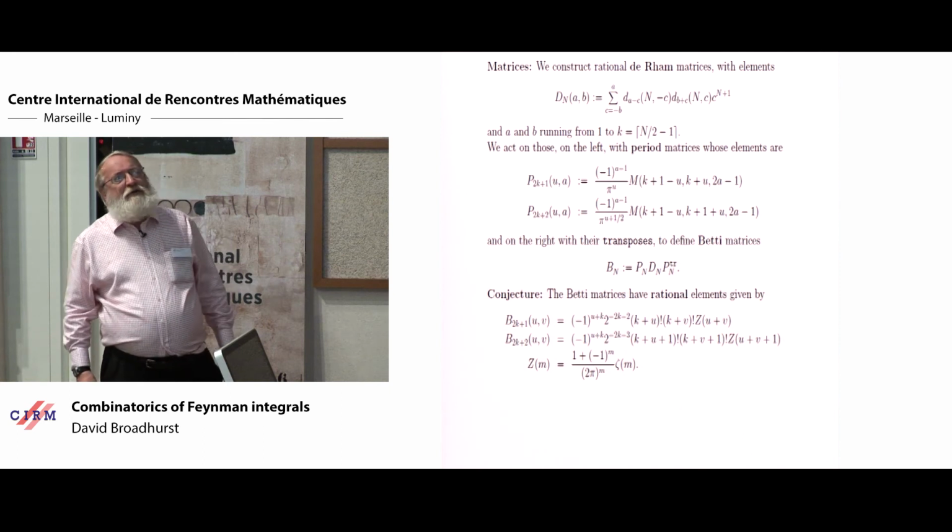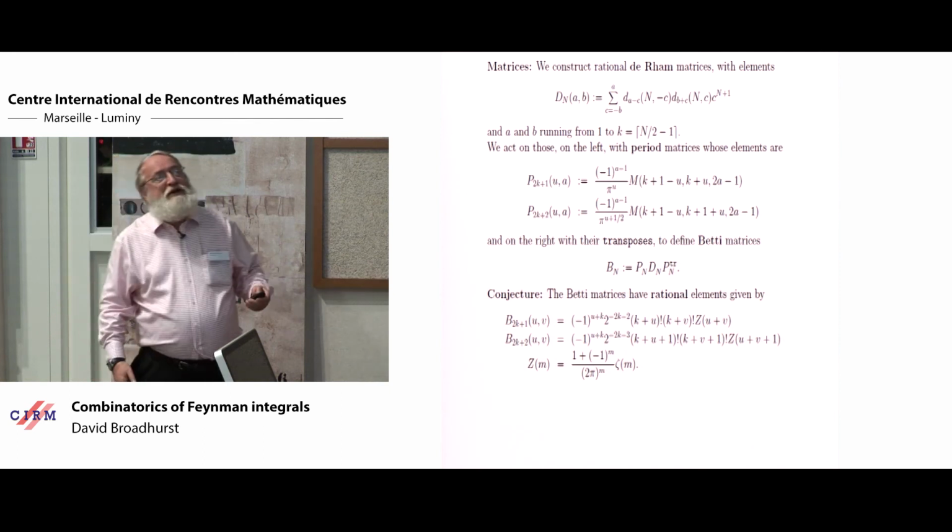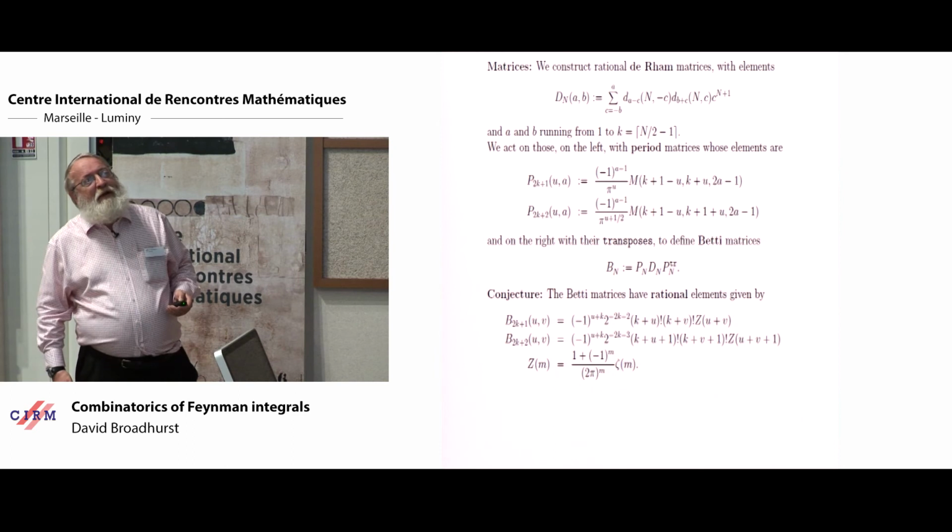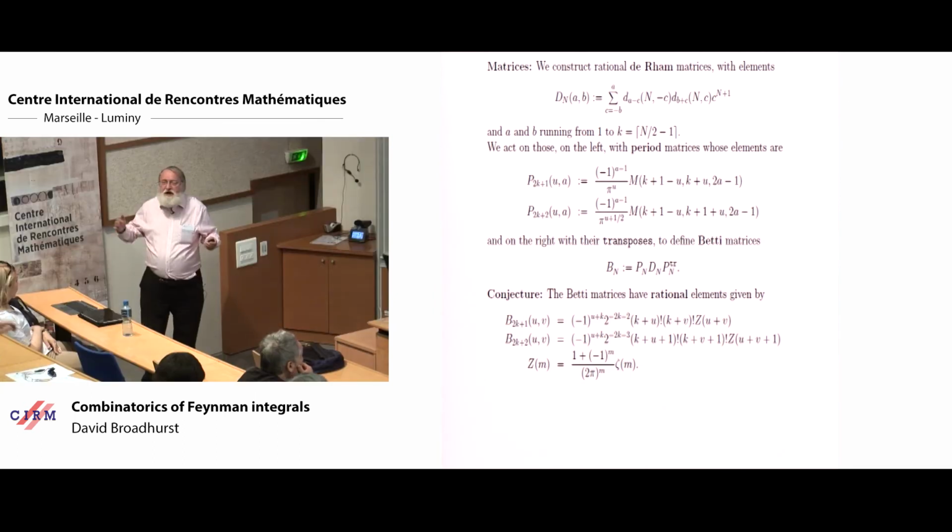And now, again completely unmotivated, I define this matrix, which I call a Betti matrix, by taking the rational de Rham matrix, as so defined, and multiplying on the left by this period matrix of transcendental numbers, courtesy of Richard Feynman, and on the right by its transpose. Okay, so I've now defined exactly what I'm doing.